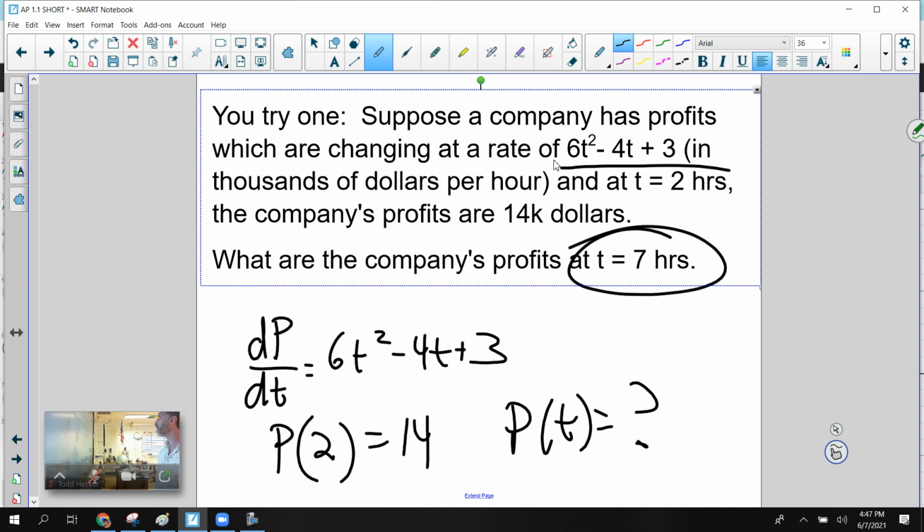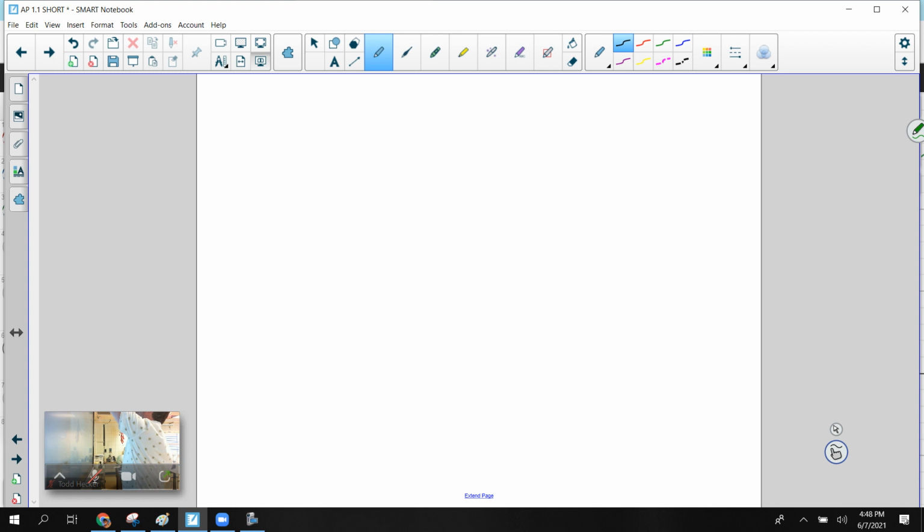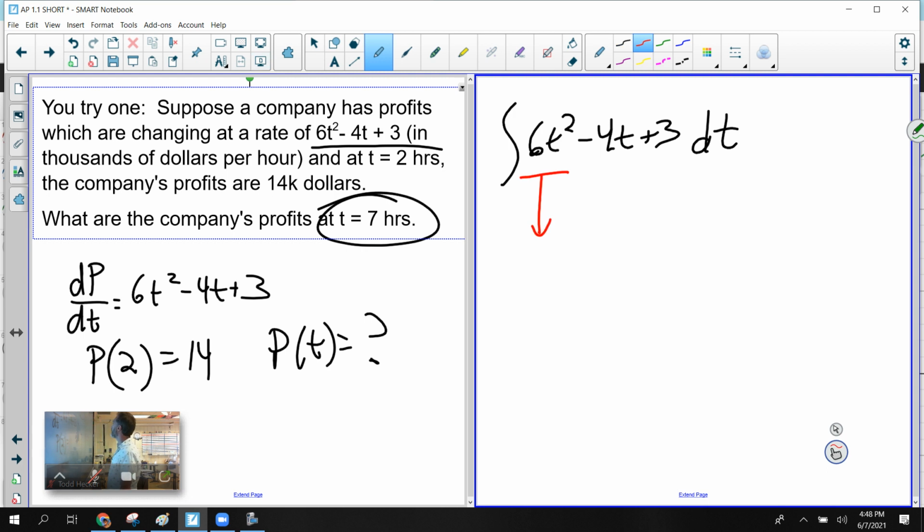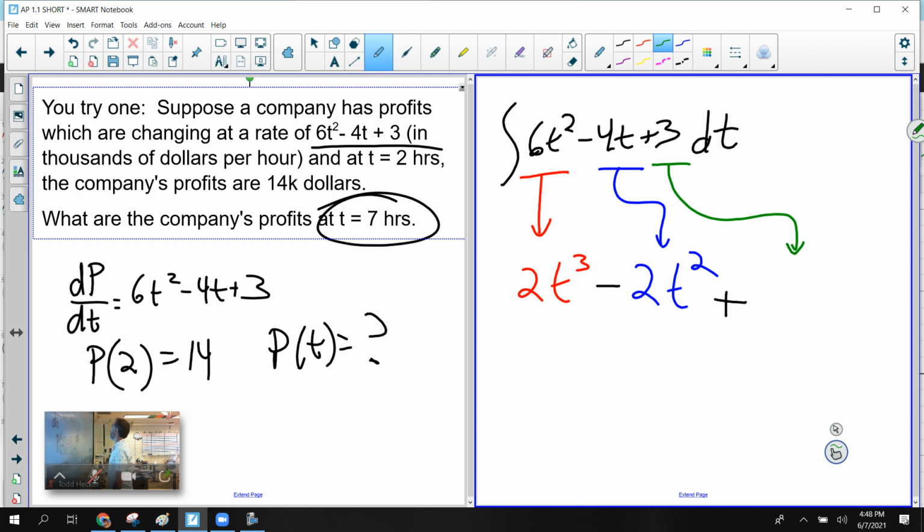I am going to assume you've paused and done this now. So here we go. So what we are looking for is the integral of 6t squared minus 4t plus 3 with respect to time, dt. So 6t squared, t cubed, our power has to go up by 1, and then 3 times what is 6? Minus, power has to go up by 1, 2 times what is 4? Plus, well, that's 3t to the 0, so power goes up by 1, must be 3.